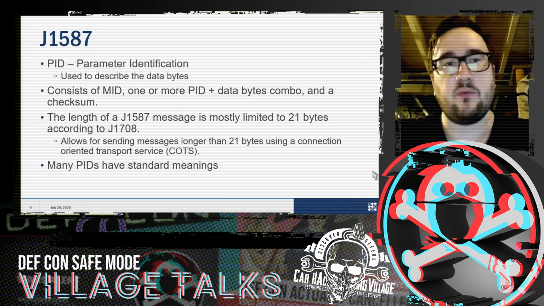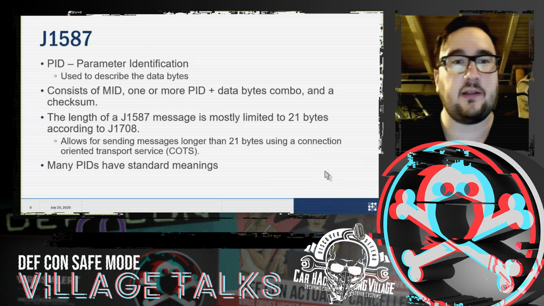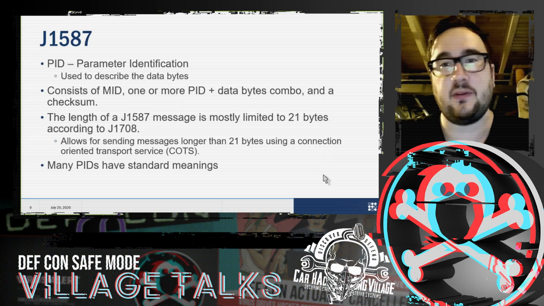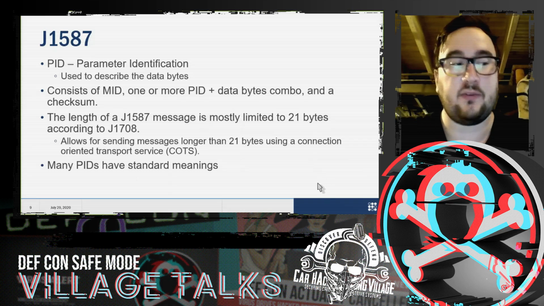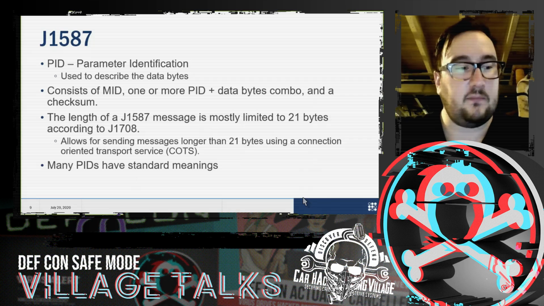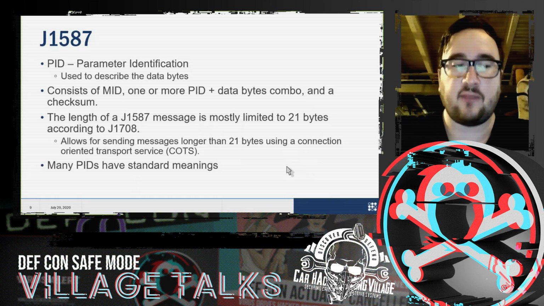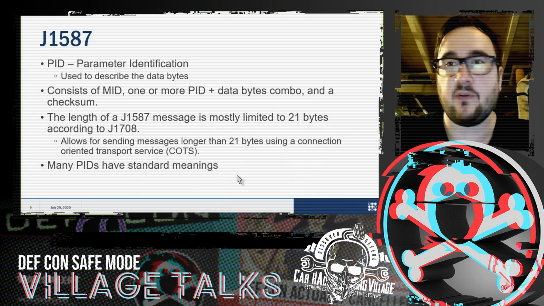So it consists of one MID, one or more PIDs, and a checksum. The data length for a 1587 message is mostly limited to 21 bytes, according to J1708. And if a message needs to be longer than 21 bytes, we can use the TP4. So that can be used to segment and reassemble large messages if needed. And a lot of the PIDs are standard.